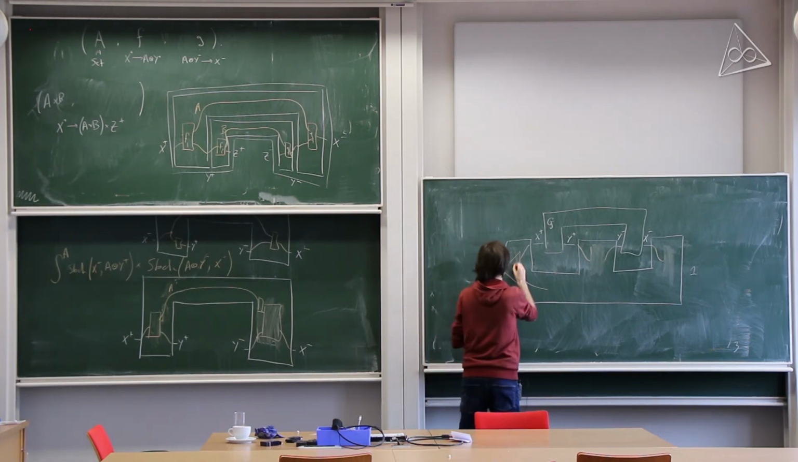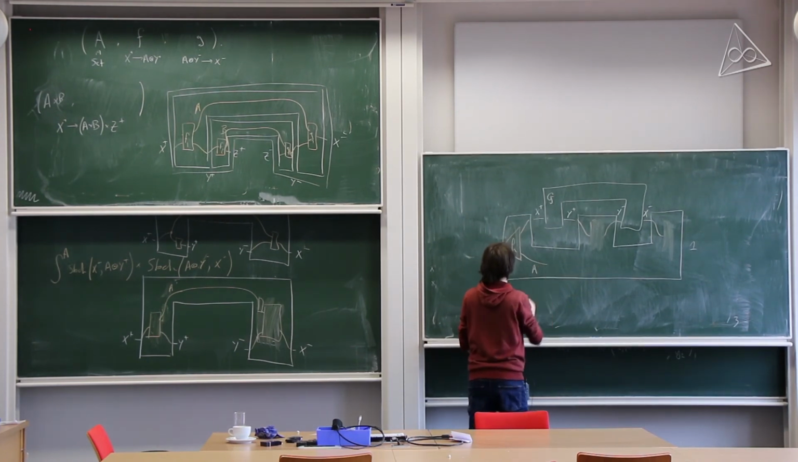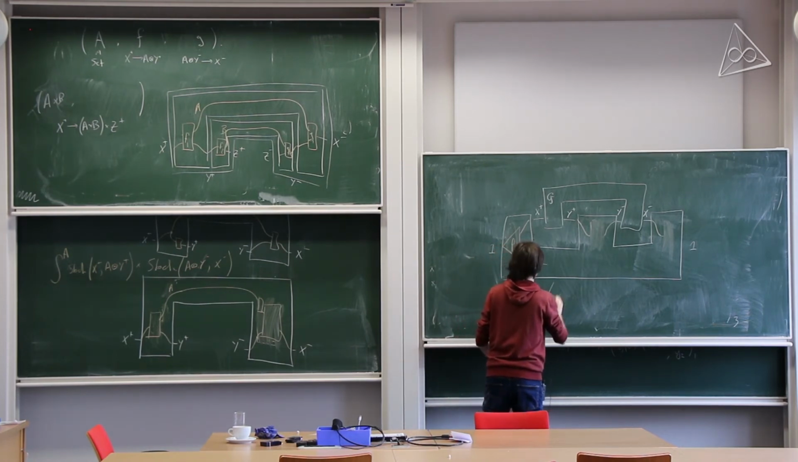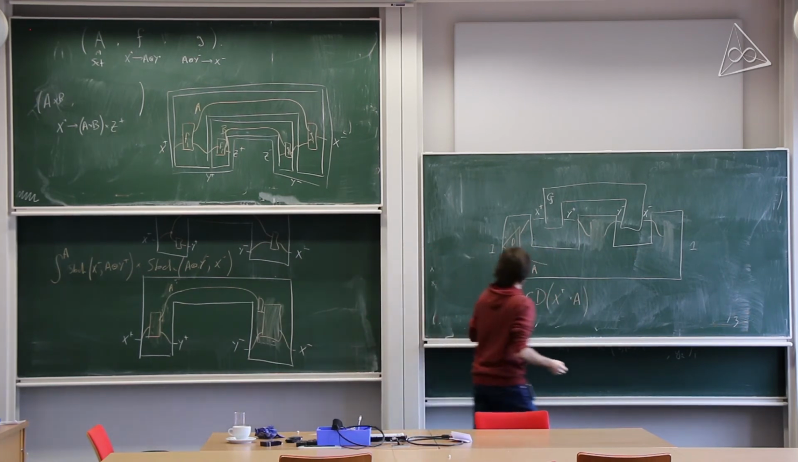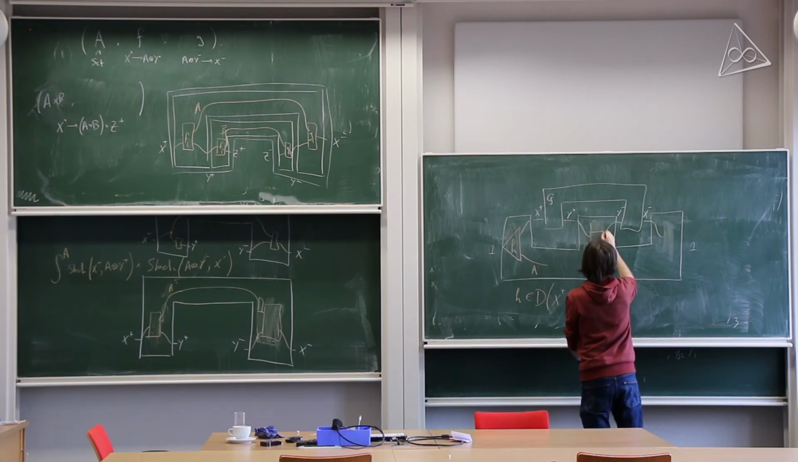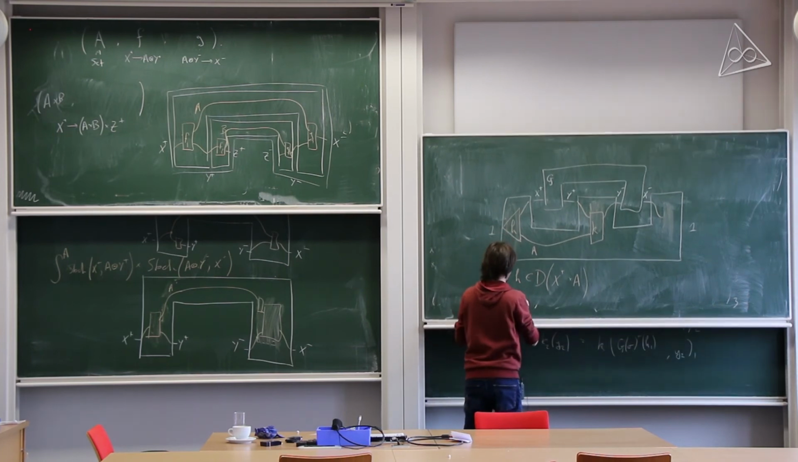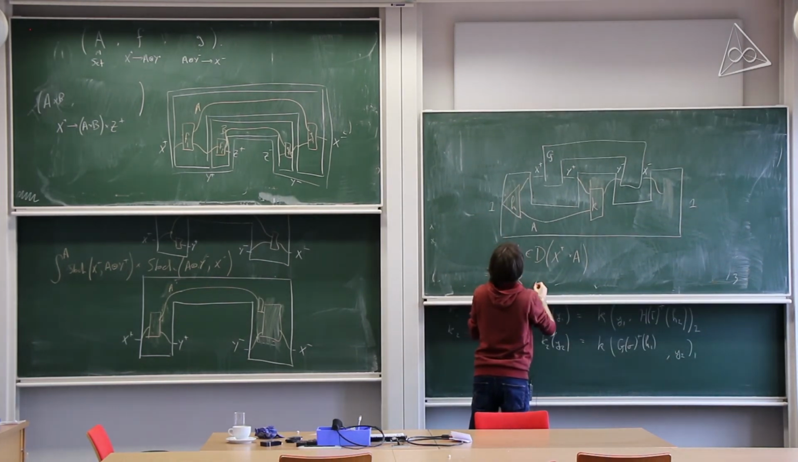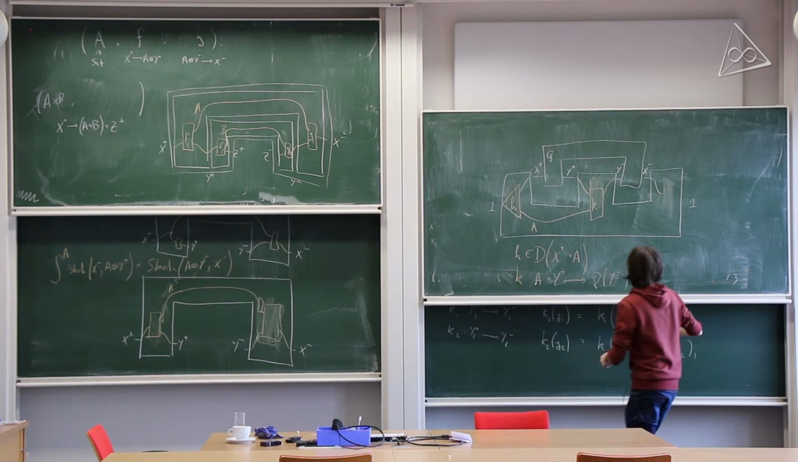Call this A. So H is a joint distribution on x plus and A, and then K is a stochastic process from A and y plus to y minus.